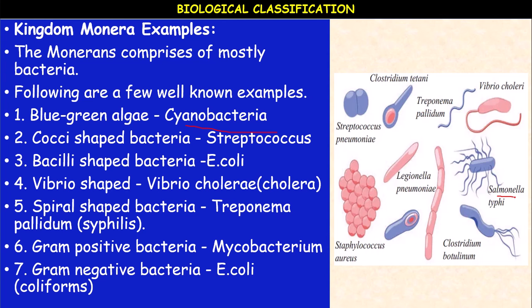See, Salmonella typhi is a pathogenic bacteria. Clostridium botulinum causes food poisoning. Staphylococcus bacteria, Legionella pneumophila and Streptococcus pneumoniae are pneumonia causing bacteria. Treponema pallidum, okay. Vibrio cholerae is the cholera causing bacteria. Clostridium tetani is the tetanus causing bacteria. Examples for cyanobacteria are Nostoc and Anabaena.